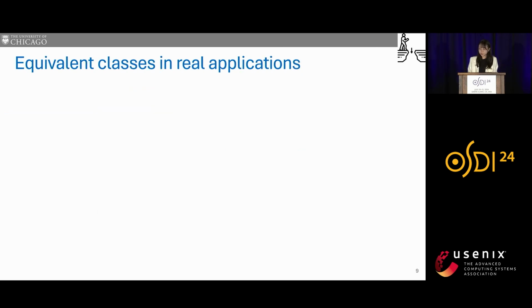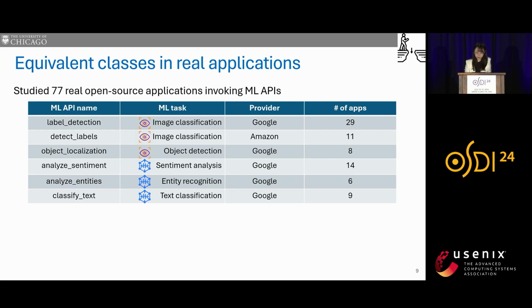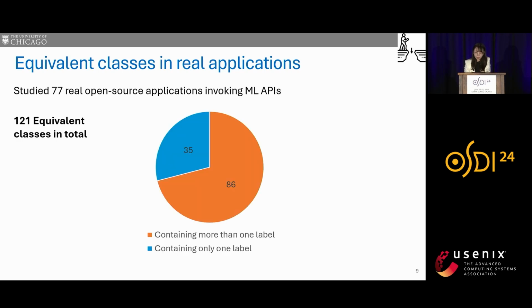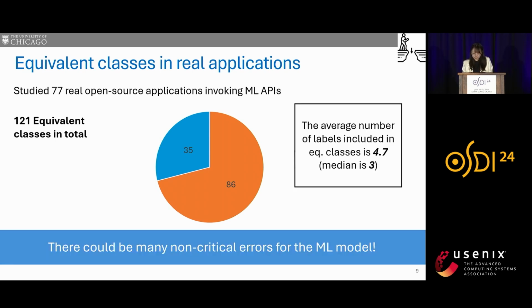We wonder how large equivalent classes are in real-world applications. To figure that out, we performed an empirical study. Specifically, we created a set of 77 apps on GitHub that make control flow decisions based on ML API's output, covering 2 vision tasks and 3 NLP tasks, as shown in this table. So among the 77 apps, we found 121 equivalent classes in total. And among the 121 equivalent classes, about 3/4 of equivalent classes contain more than 1 label in it. This tells us that there can be many non-critical labeling errors in the apps.